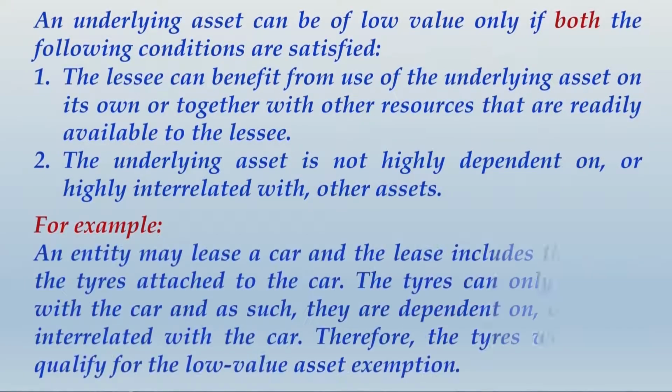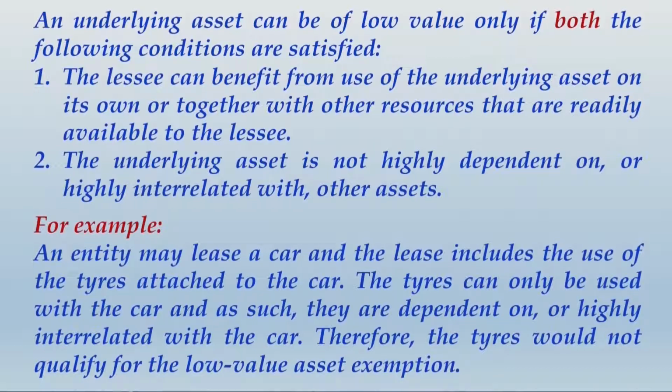Now I have already given you this example also. An entity may lease a car and the lease includes the use of the tires attached to the car. The tires can only be used with the car, and as such they are dependent on or highly interrelated with the car. Therefore, the tires would not qualify for low value asset exemption. So quickly take note of this whole thing and then we shall move ahead. Alright friends, you would have finished writing this whole thing.